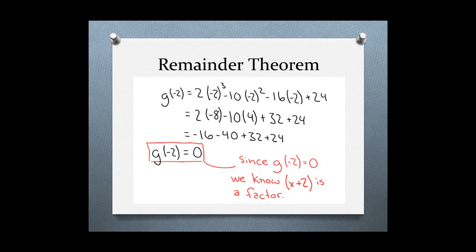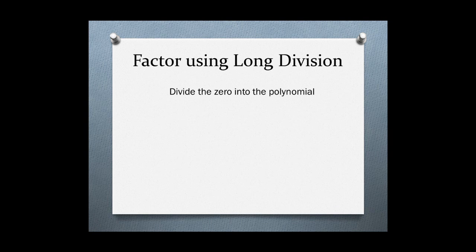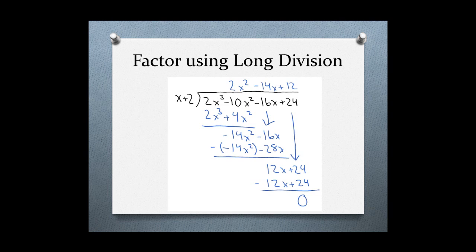So we try it again, and we find that x equal to -2 is equal to 0. And since it is equal to 0, we know that x plus 2 is a factor. And so we have our first factor within the factoring of the equation. So we take that factor and we long divide. We divide by putting the factor that we found into the equation using long division.